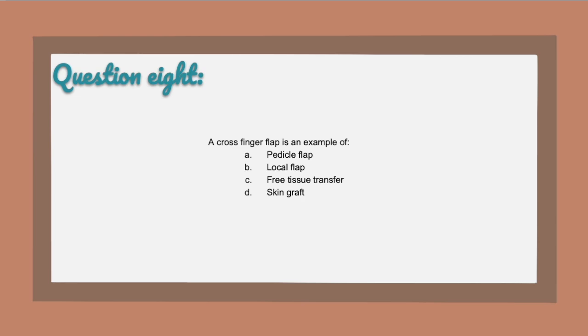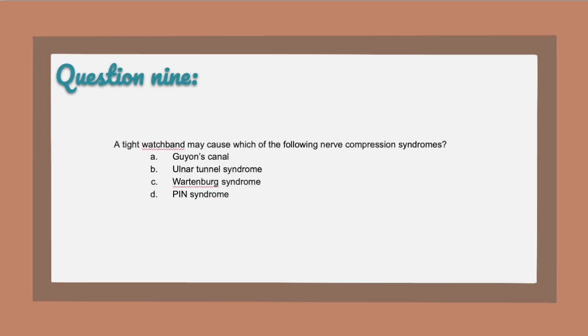Question 8. A cross-finger flap is an example of A. Pedicle flap. B. Local flap. C. Free tissue transfer. D. Skin graft. Question 9. A tight watch band may cause which of the following nerve compression syndromes? A. Guyon's canal. B. Ulnar tunnel syndrome. C. Wartenberg syndrome. D. Pin syndrome.